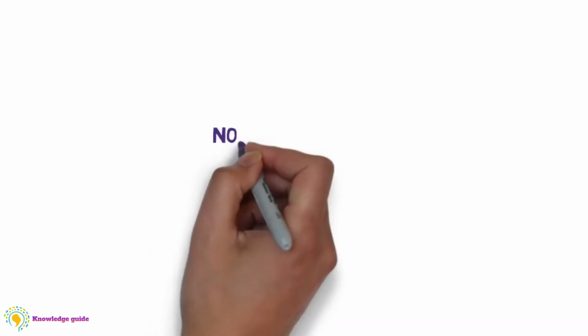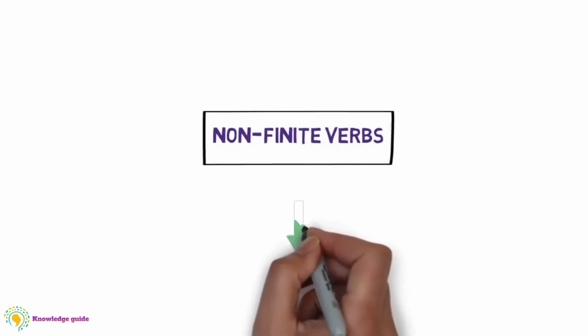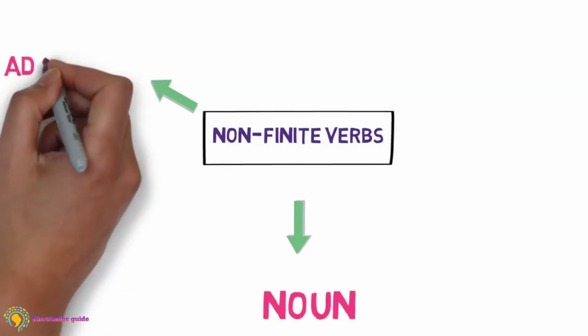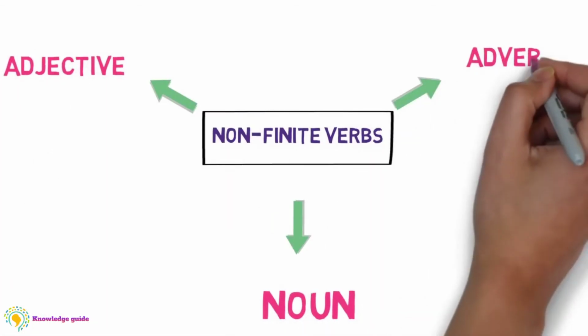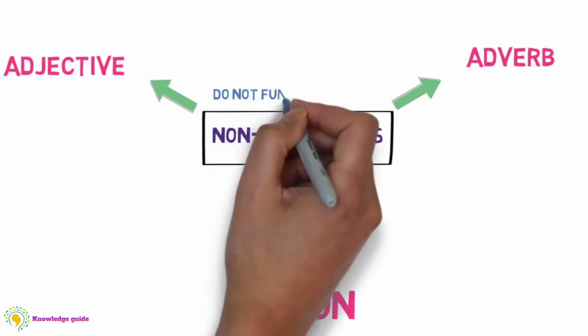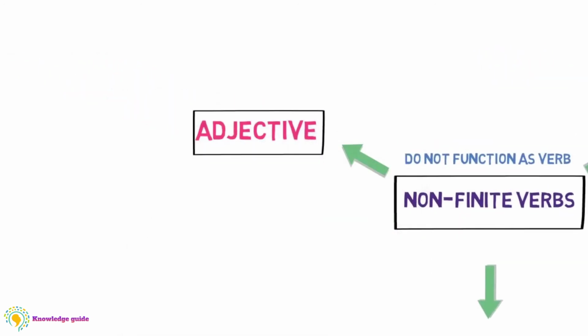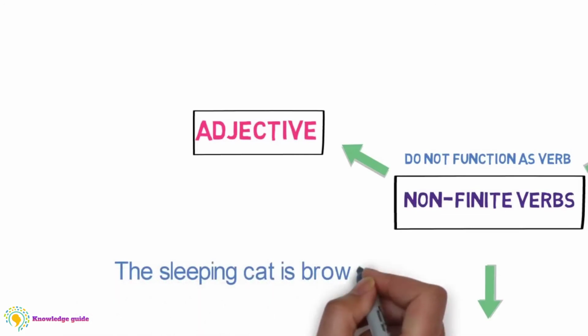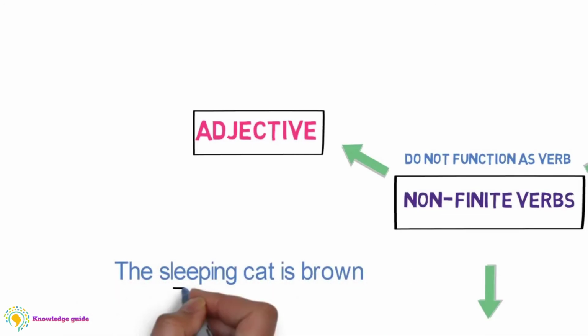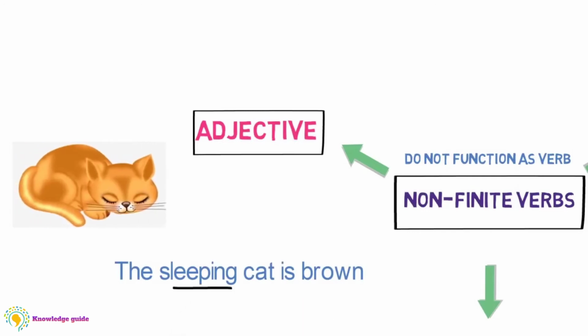Now let us learn their usages. Non-finite verbs function as noun, adjective, or adverb in the sentence. They do not function as verbs in the sentence. Now let us understand their functionality as an adjective with an example. The sleeping cat is brown. Here the word sleeping is functioning as an adjective as it describes the cat.